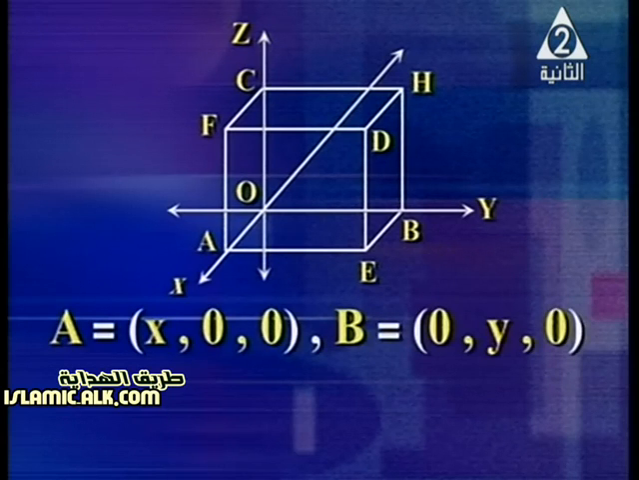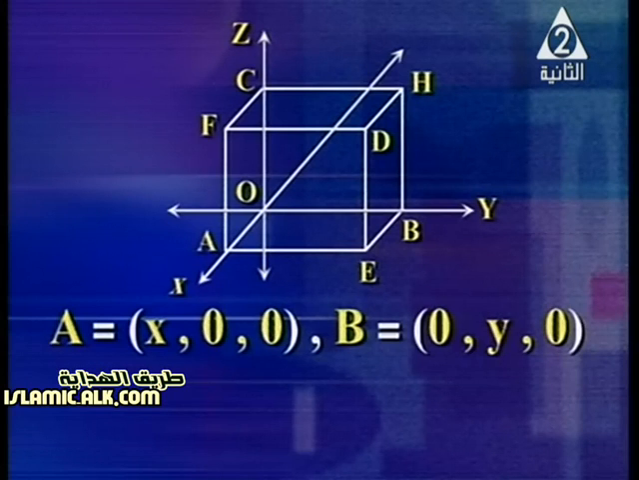Look at the point A. It lies on OX. The first projection is X, the second is 0, the third is 0. Why? Because this point A belongs to OX. The coordinate of X is x, but the coordinates of Y and Z are 0.